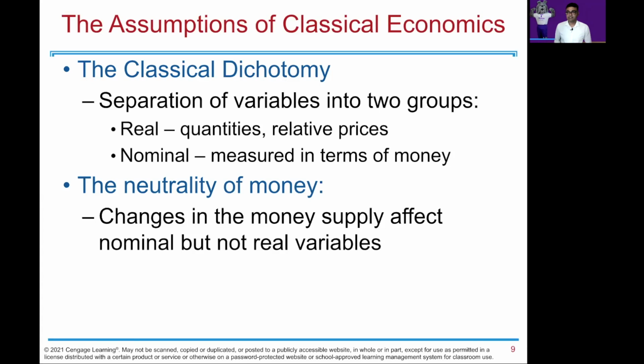We studied classical economics in the last few chapters. The first assumption of classical economics is the classical dichotomy. The assumption is that we need to analyze or study real and nominal variables separately. We know what real variables are: quantities, relative prices, real GDP. Nominal is measured in terms of money, like nominal GDP. Okay. The neutrality of money says that changes in the money supply affect nominal but not real variables.